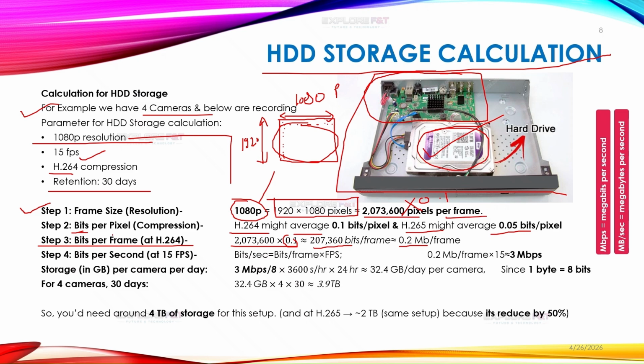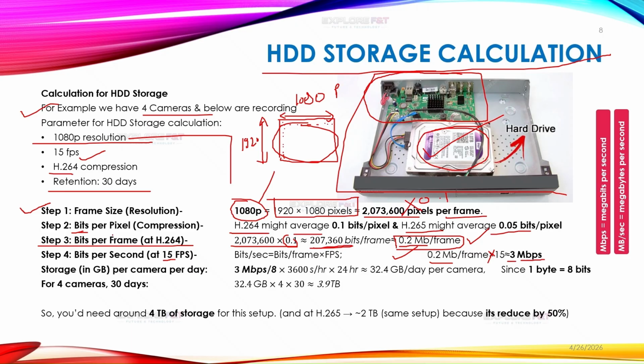Now we have to learn how to get the Mbps, bits per second required. At 15 fps we can say 0.2 Mb into 15, because this is for one frame. Okay, 0.2 Mb, this is in bits, 2,07,000. If you convert it into Mb, it will come to 0.2 Mb. So this is for one frame, and if you calculate for 15 frames, it will come to 3 Mbps.